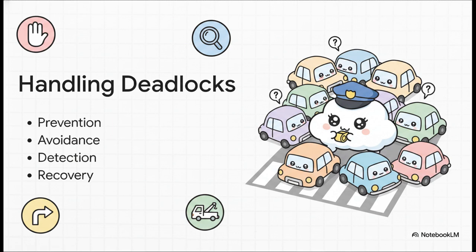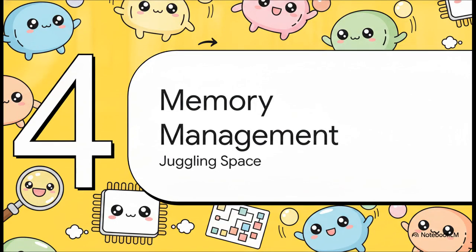Depending on just how severe the deadlock is, the OS calculates the best path forward to untangle the whole mess and get your frozen apps running normally again. That brings us to Section 4, Juggling Memory and Space. Next up, let's look at the active workspace.